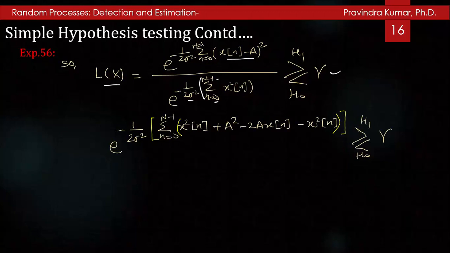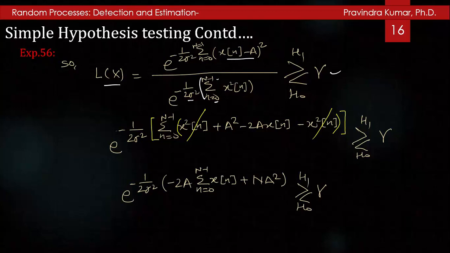So I can write this expression as e to the power minus 1 by 2 sigma square summation n = 0 to n minus 1 of x square n plus A square minus 2A xn minus x square n, greater than or equal to the threshold value gamma. So I can write this as e to the power minus 1 by 2 sigma square, minus 2A summation n = 0 to n minus 1 xn plus nA square, greater than or equal to the threshold value gamma.